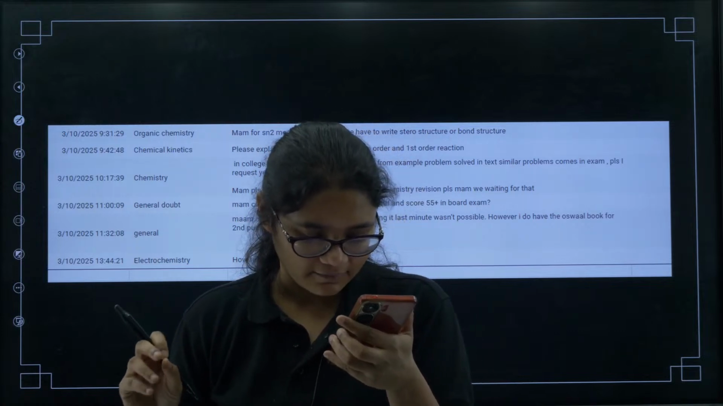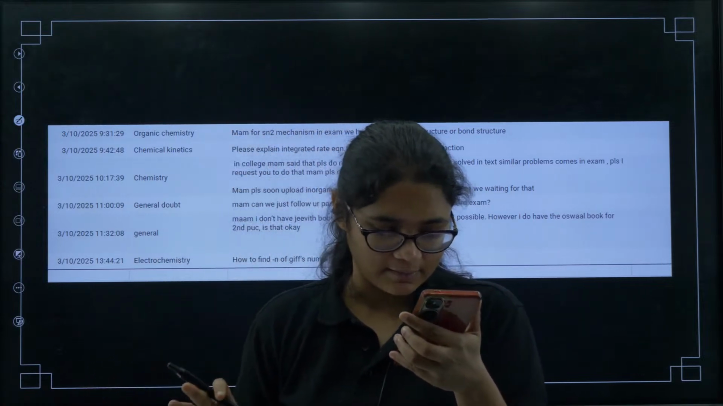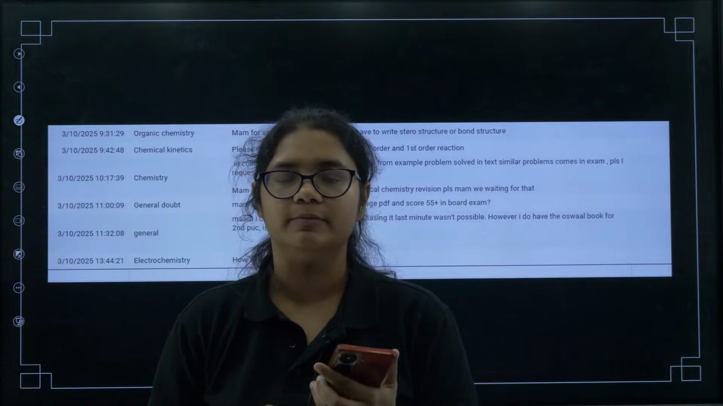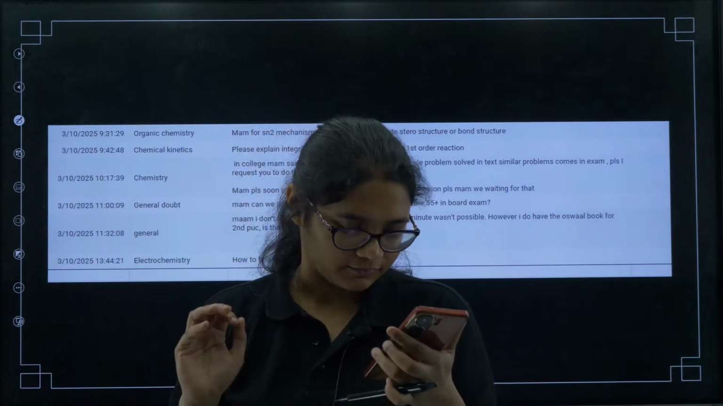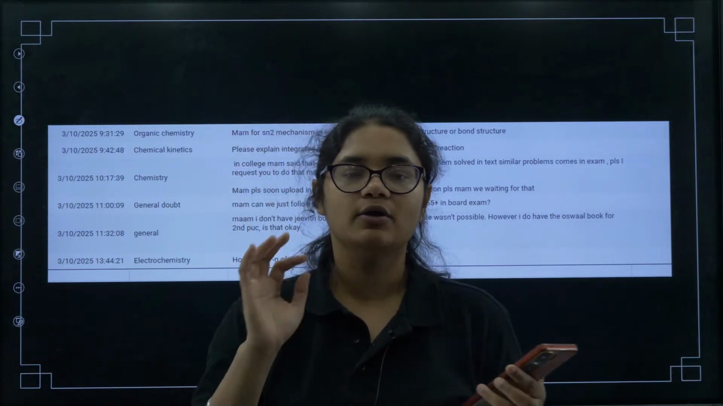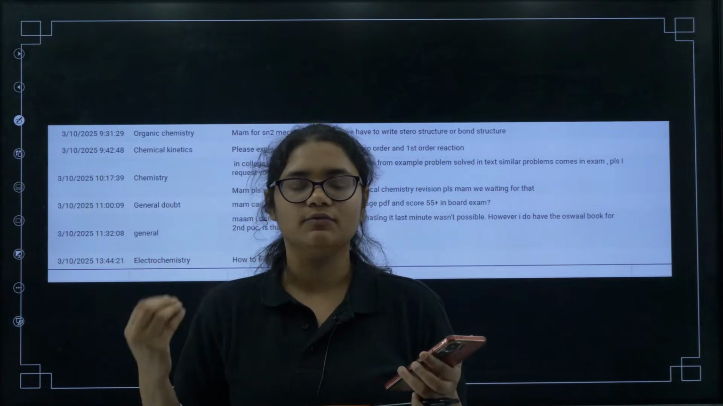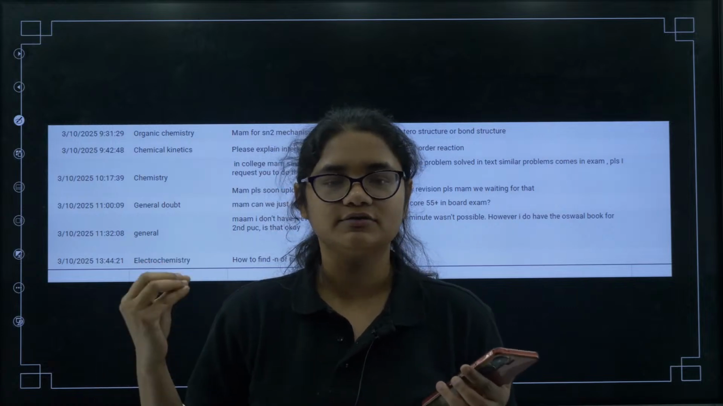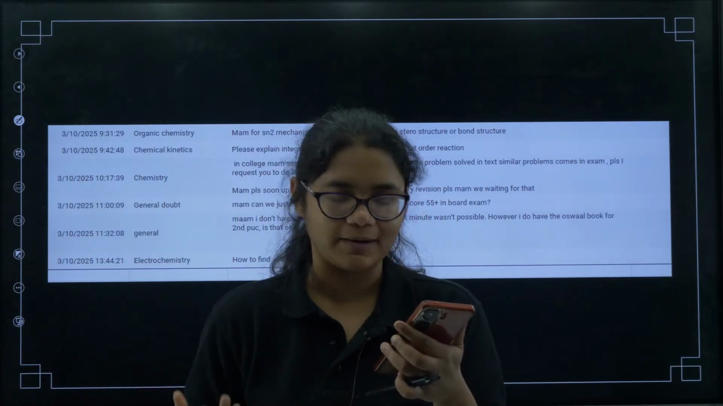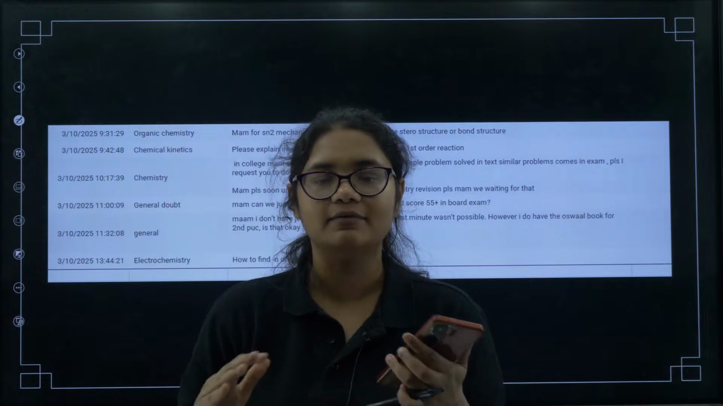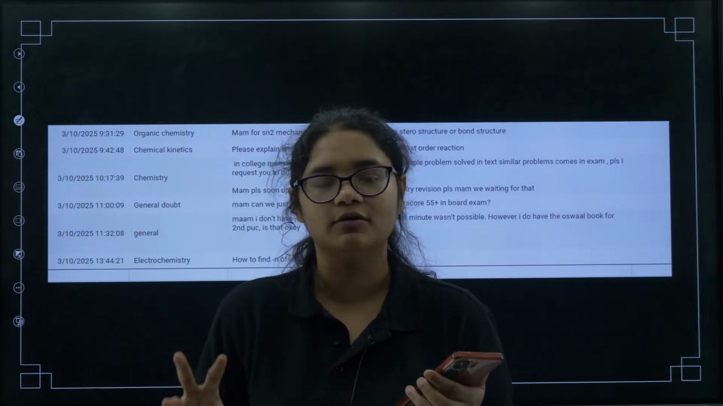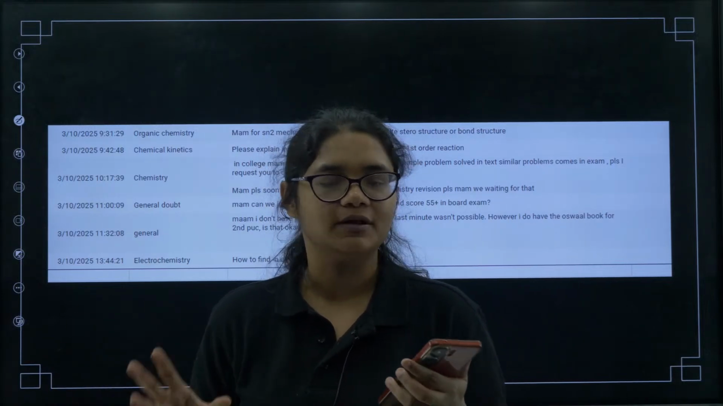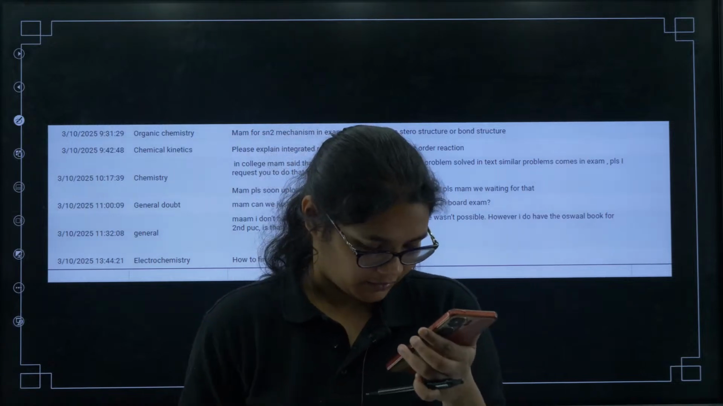Then Prithvi, ma'am, I have done only physical chemistry and some inorganic, is 50 plus still possible? So dear, even if you have done physical completely, you also have to do at least 1 or 2 organic chapters for the Section E part, right? So please try to solve at least 1 or 2 chapters from organic chemistry. That will help you to get 50 plus. Without solving any organic chemistry chapter, you will not be able to get 50 plus, okay.